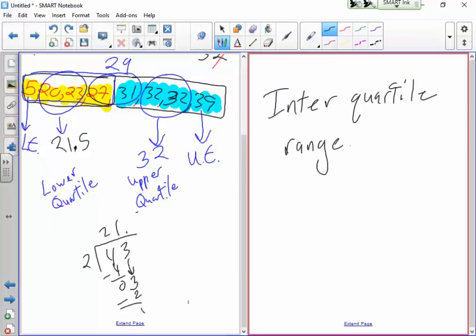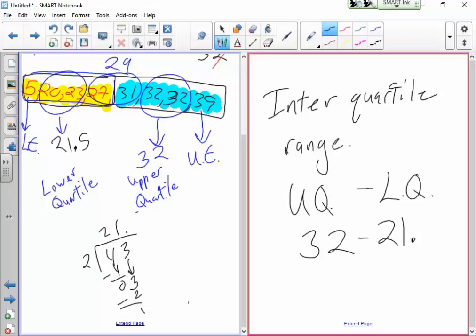Okay, now the interquartile range is the range from your upper quartile to the lower quartile. So what was my upper quartile in this case? It was 32. And what we do is we take our upper quartile and we subtract our lower quartile. And what was our lower quartile in this case? 21.5. So I'm subtracting 21.5, and that will be my interquartile range.